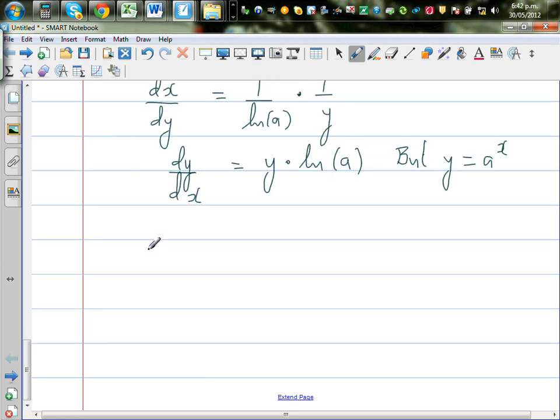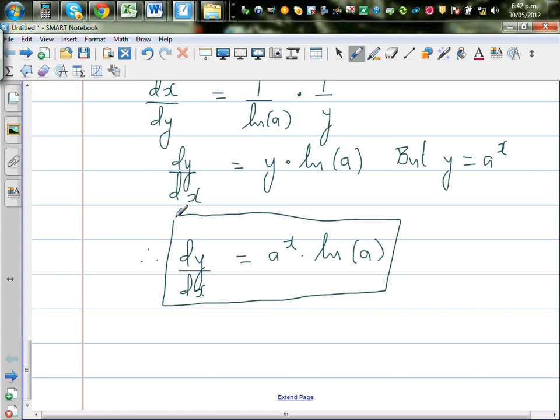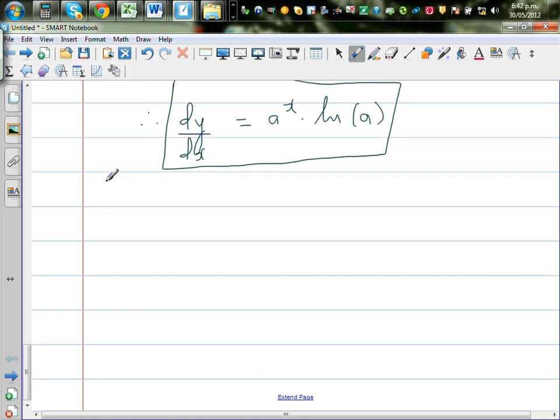Therefore I can say dy by dx is equal to a to the power x times natural log of a. This is a very important rule. So let us recap. If y is equal to a to the power x, that means if you have an exponential function, this implies dy by dx is a to the power x times natural log of a.